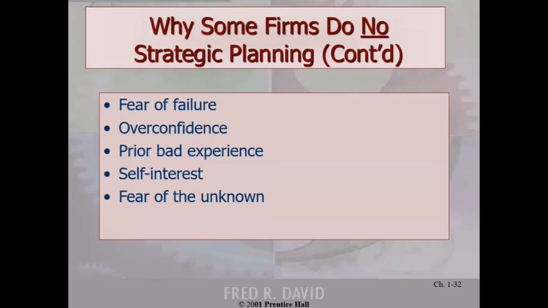Next is honest difference of opinion. So people may sincerely believe that the plan is wrong. They may view the situation from a different viewpoint, or they may have aspirations for themselves or the organization that are different from the plan. So different people in different jobs have different perceptions of a situation. So why do other companies do not do strategic planning?